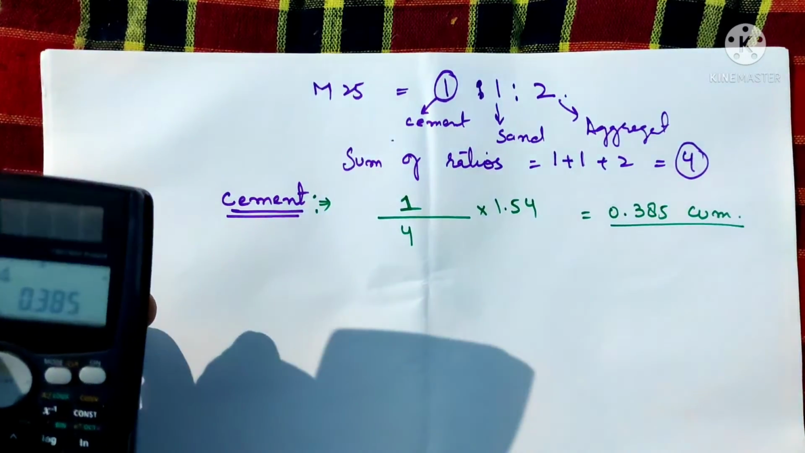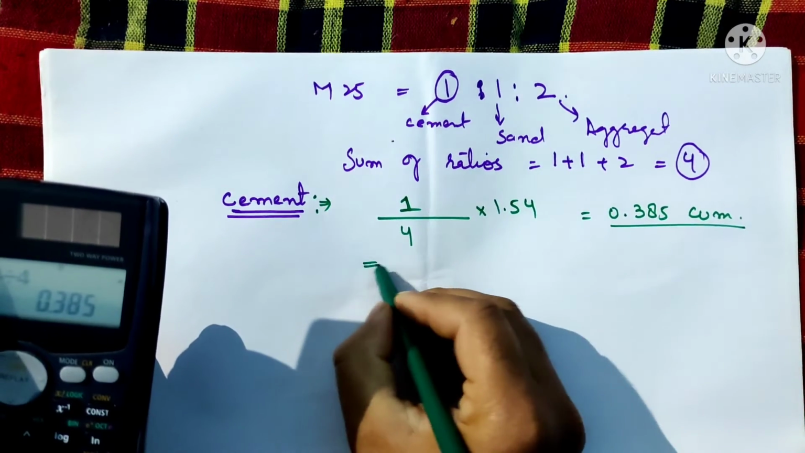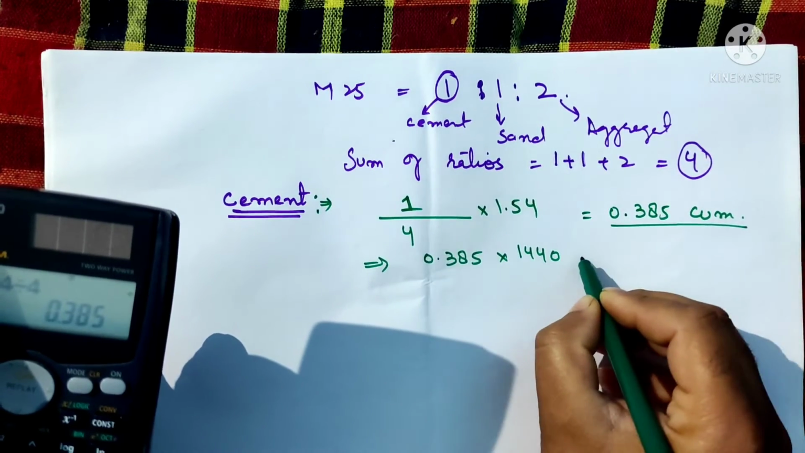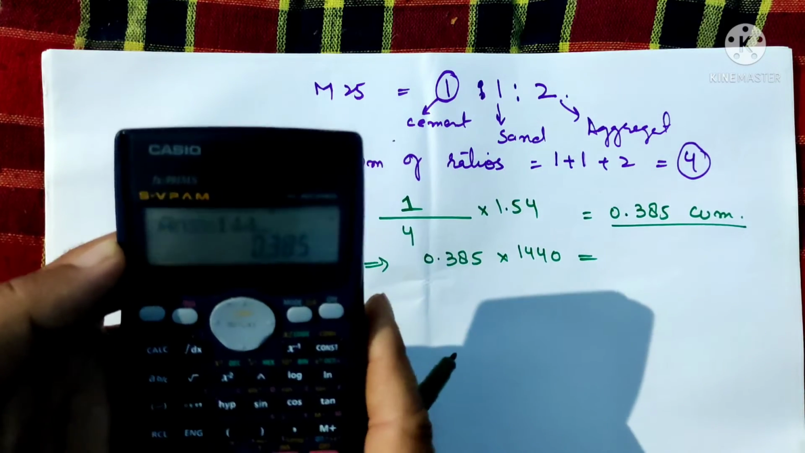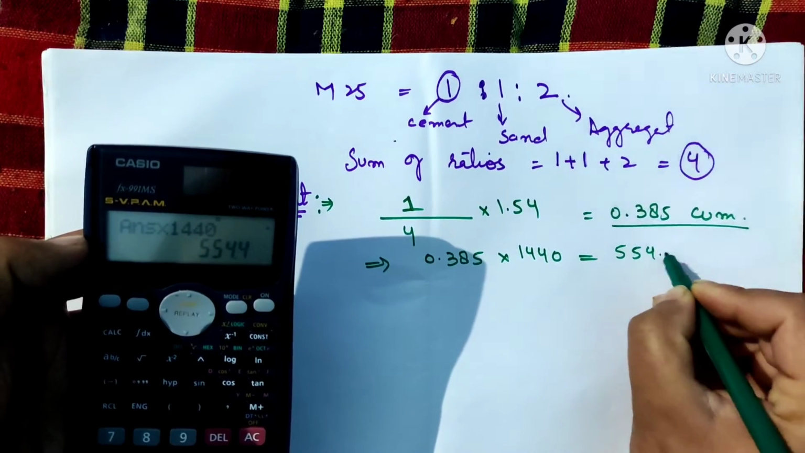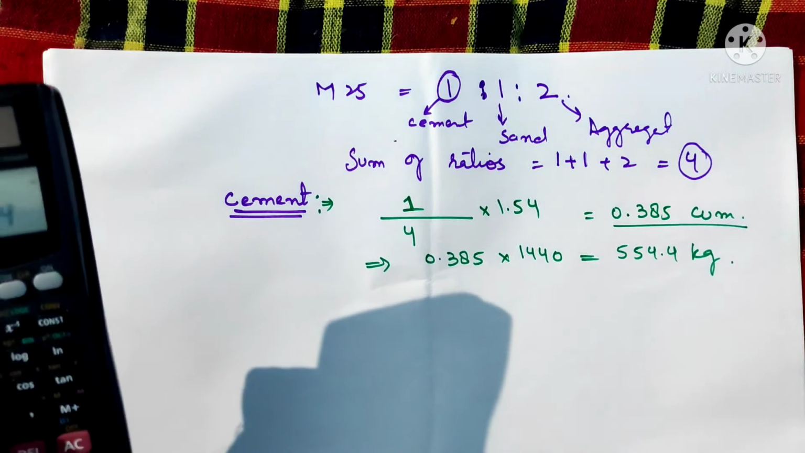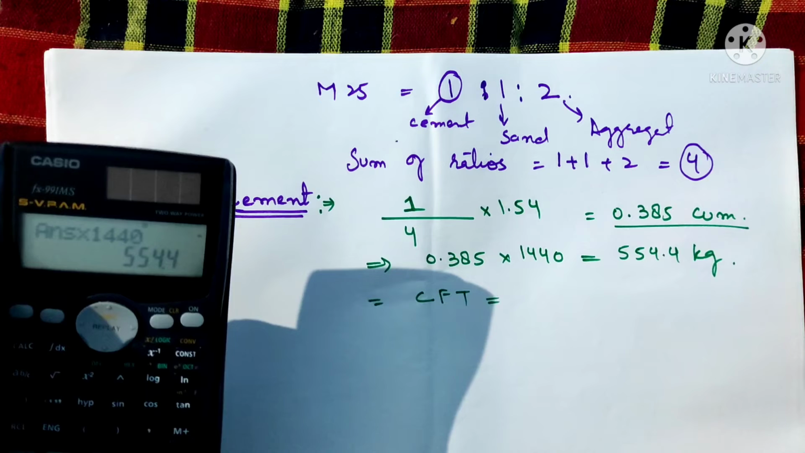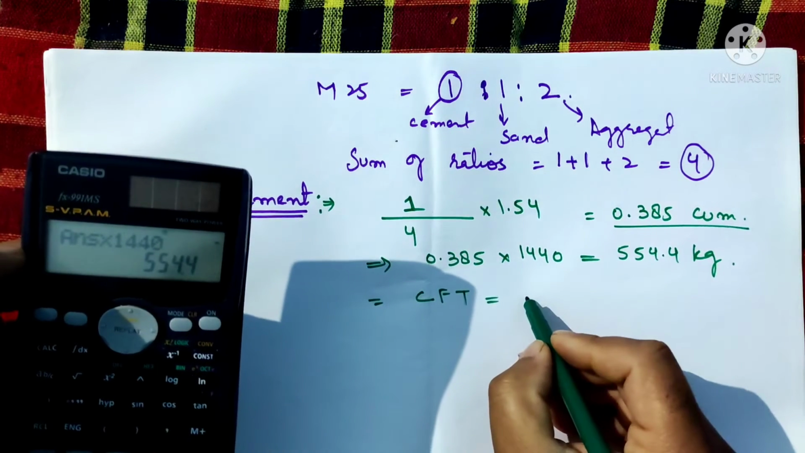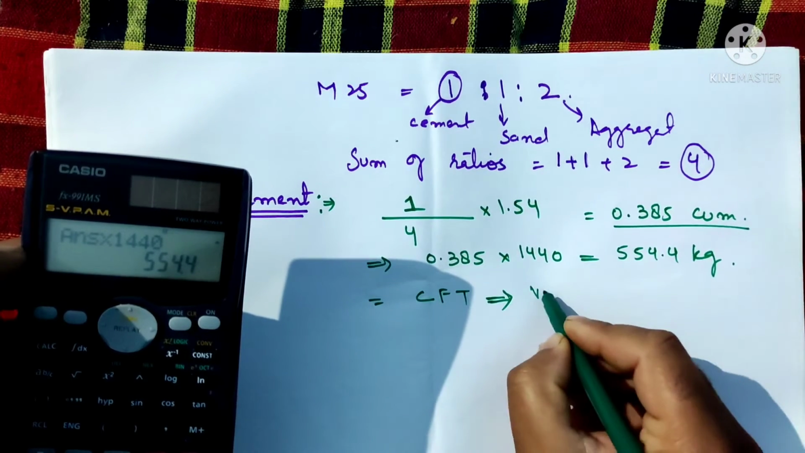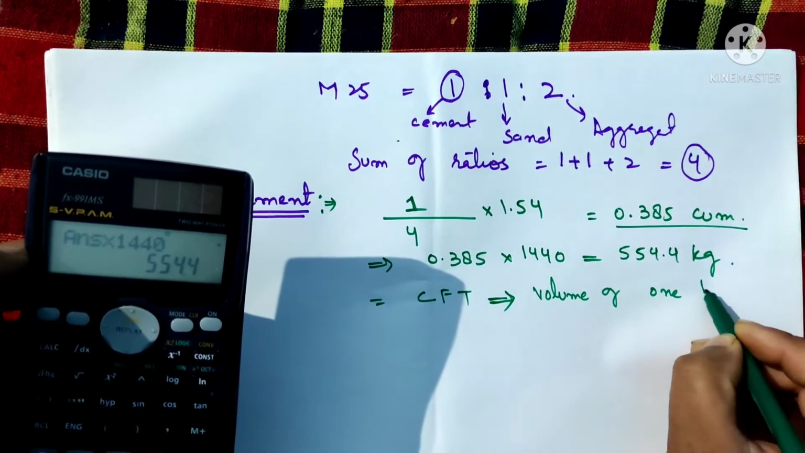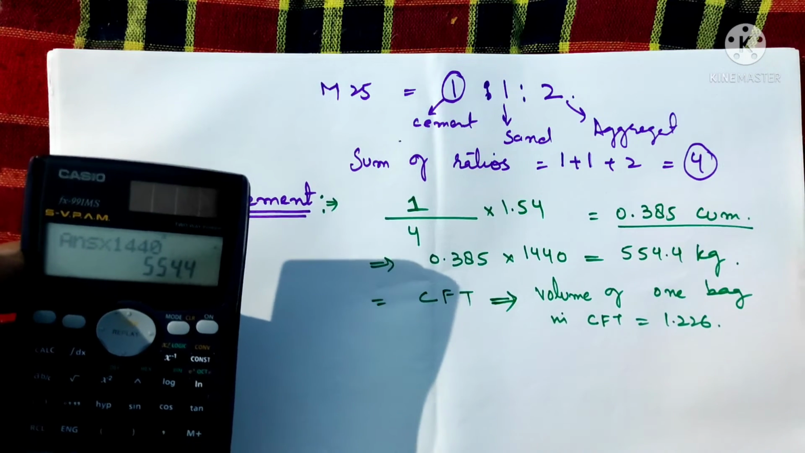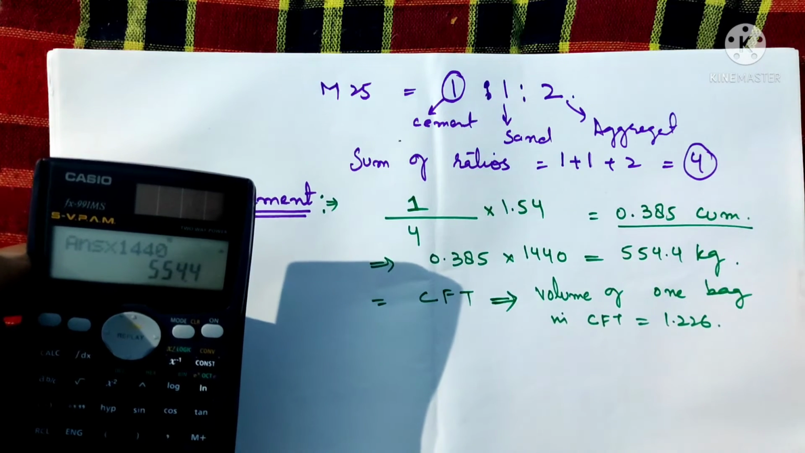If this is in cubic meter, if you want to get the kg in kgs, then just multiply the cum with density of the cement, which is 1440. It will come out to be 554.4 kgs. If you want to get the cement quantity in CFT, cubic feet, we know that the volume of one bag in CFT is equal to 1.226. So we just have to multiply the number of bags with this number. We will get this quantity in the CFT.